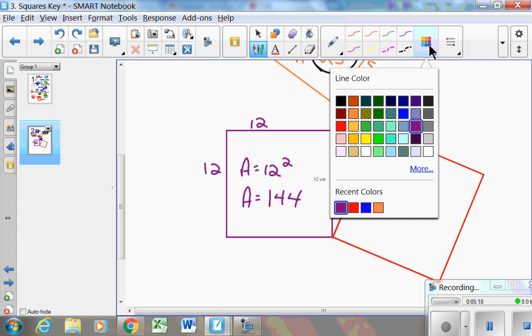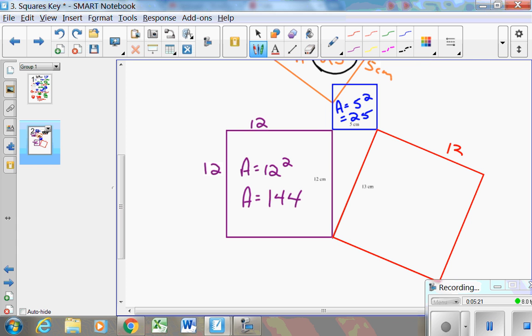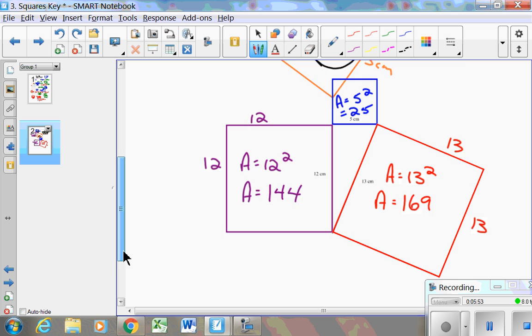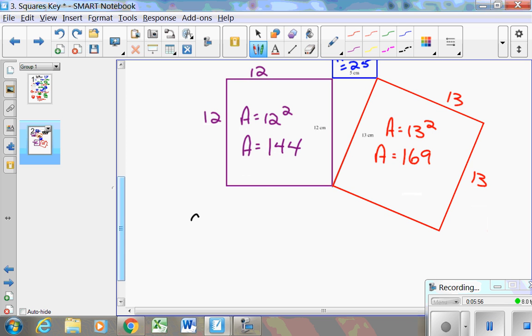Then we have the orange square this time, and again this is 13 by 13. So this area is 13 squared. Again, if you want to find the squared button on your calculator, you can go 13 and then squared, or you go 13 times 13. And 13 times 13 is 169.